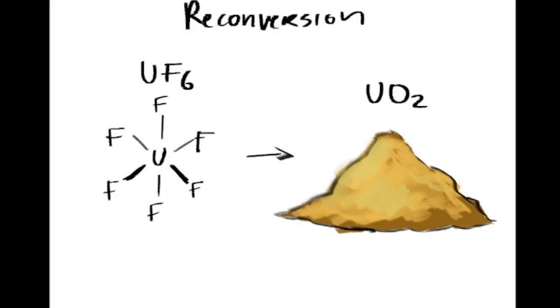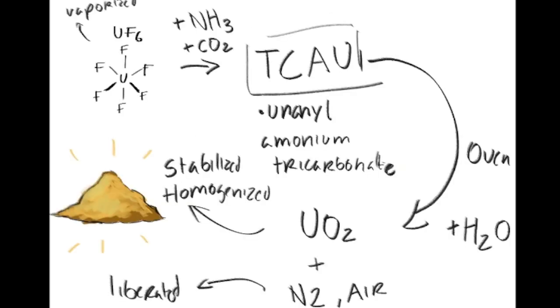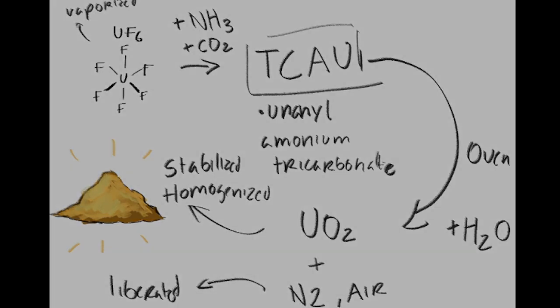The next process is known as reconversion, where uranium hexafluoride is reconverted into uranium dioxide. In it, it goes through a series of chemical transformations. Firstly, the uranium hexafluoride is turned into uranyl ammonium tricarbonate when it's vaporized and introduced to CO2 and NH3. Then, the uranyl ammonium tricarbonate is turned into uranium dioxide when heated in an oven and put in contact with water vapor. It liberates N2 and air, and it's homogenized to UO2 powder.